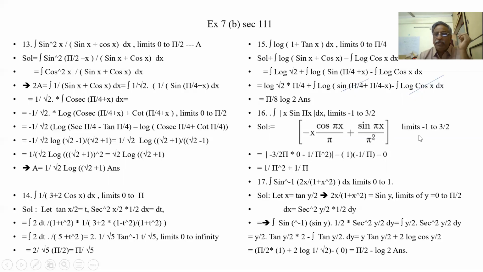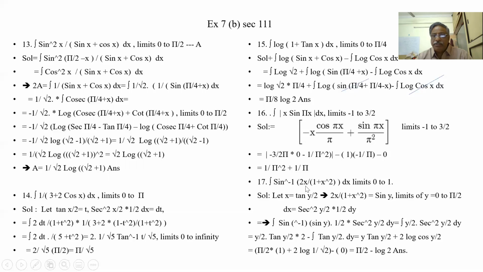So now I am applying limits here. So what am I getting? 1 by pi square plus 1 by pi. Both are plus. In fact, the upper limit and lower limit contributions are both plus. That is why the mod indicates it should come out positive. They should not get cancelled out. Okay. Now let us see this.